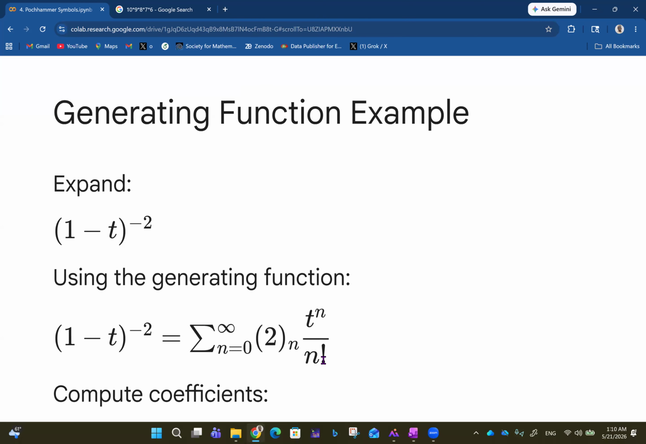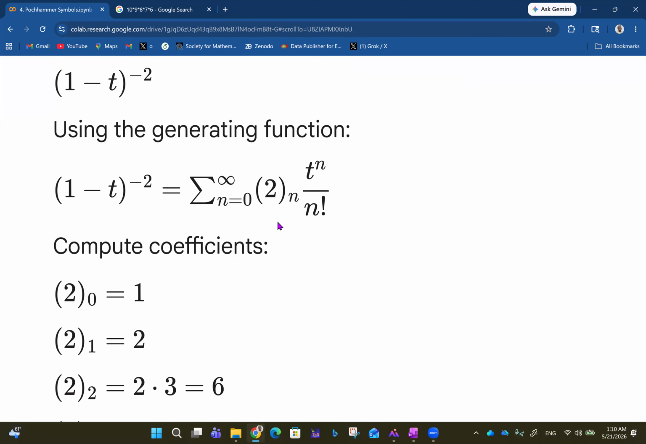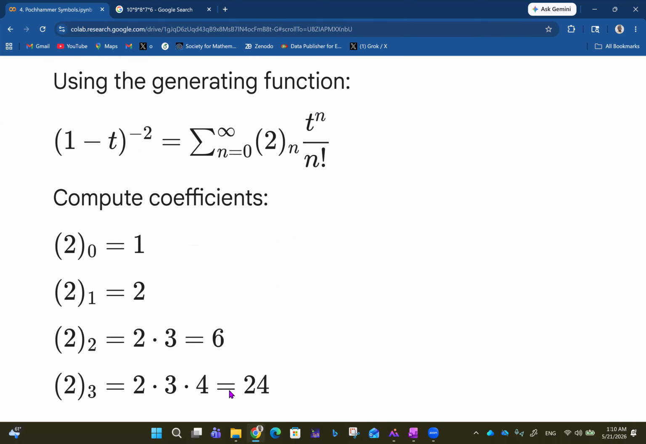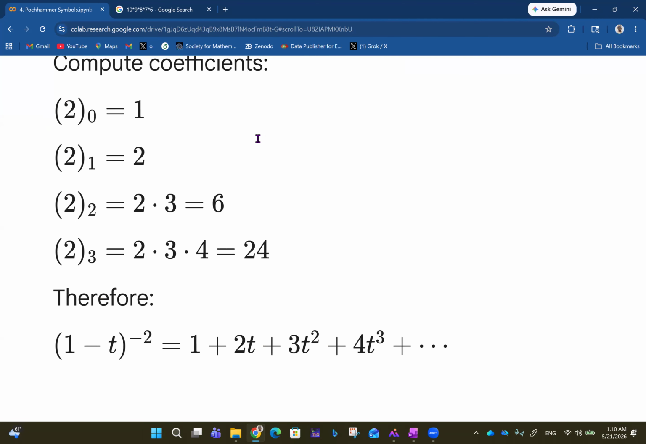So to compute the coefficients now, if you start from 0, when n is 0, you have 2 sub 0, which is simply 1. Anything sub 0 is 1. Then you have 2 sub 1, which is 2. 2 sub 2 is 2 times 3, which is 6. 2 sub 3 is 2 times 3 times 4, which is 24. Right? So you keep going like that.